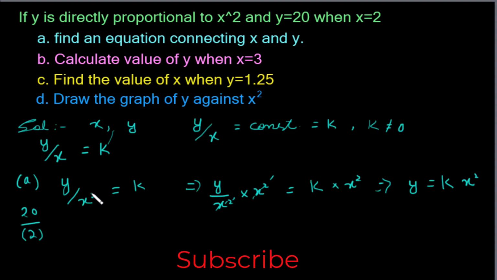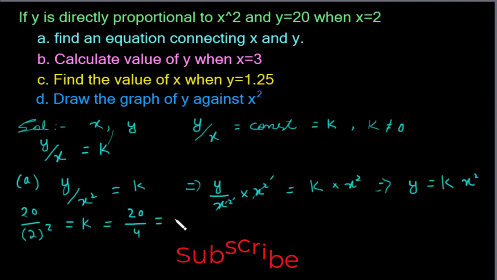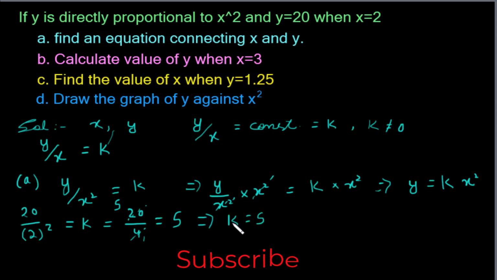As we know that this is squared, for x I have just substituted this 2, and k will be as it is. So I can also write it as 20 divided by 2 squared, which is 4. So this is equal to 5, as four 5s are 20. So we came to know that this k is equal to 5 in this equation. So we will just substitute this k is equal to 5 into this equation, so this equation will become y is equal to 5 times x squared.